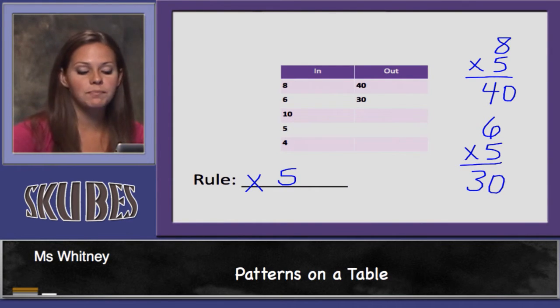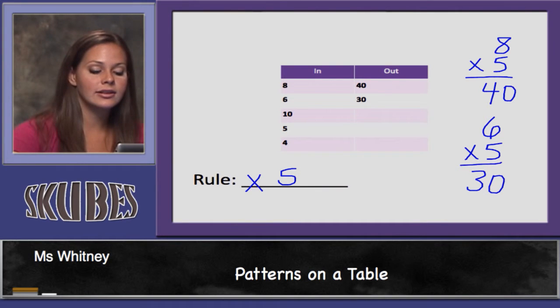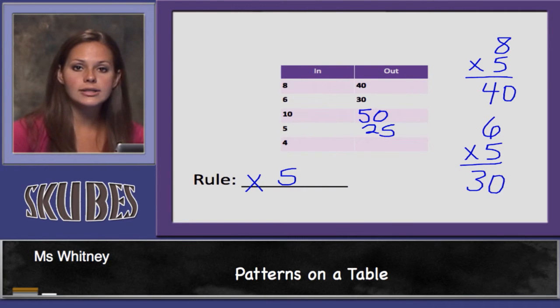Let's continue the table. 10 times 5 is 50. 5 times 5 is 25. And 4 times 5 is 20.